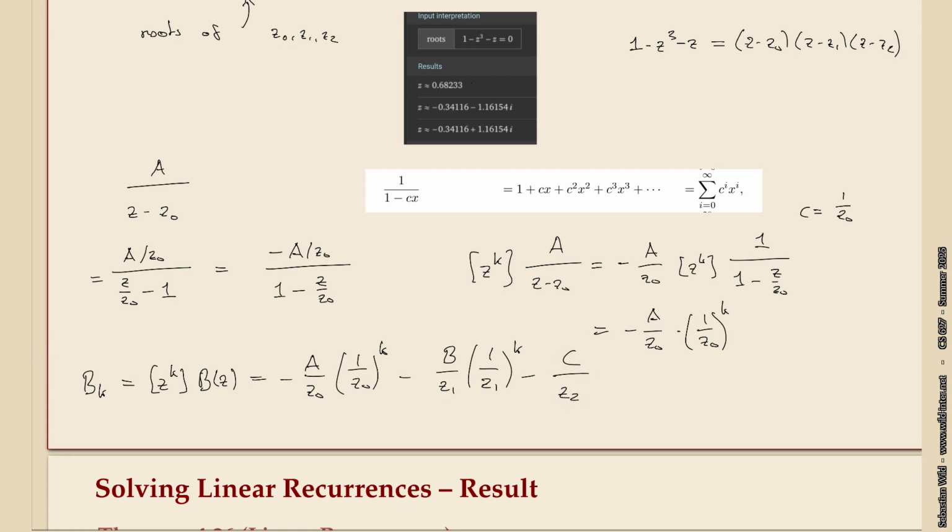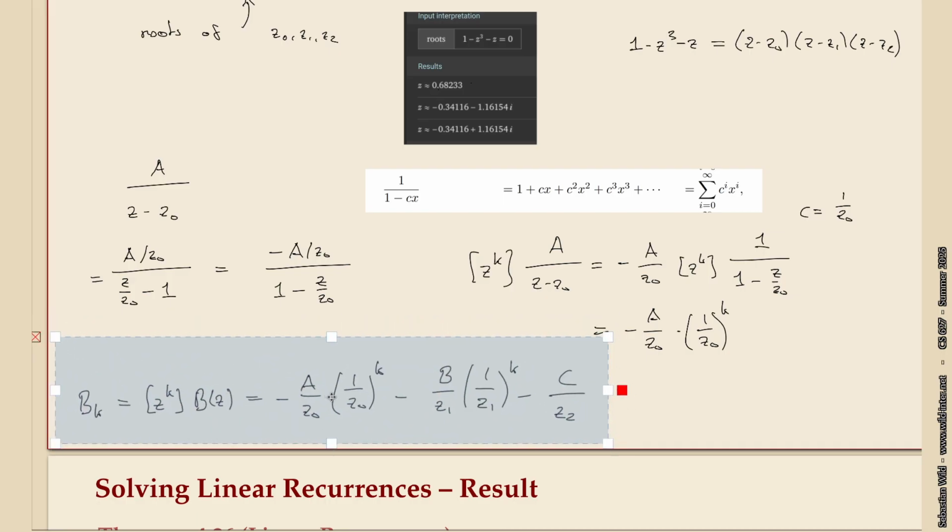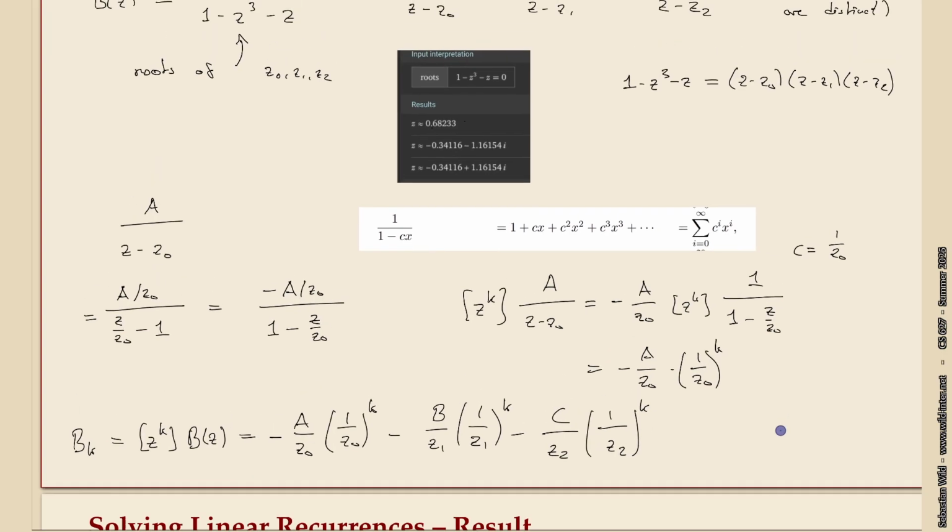Running out of space, and out of time. 1 over c2. Okay. Now, what does that help us?